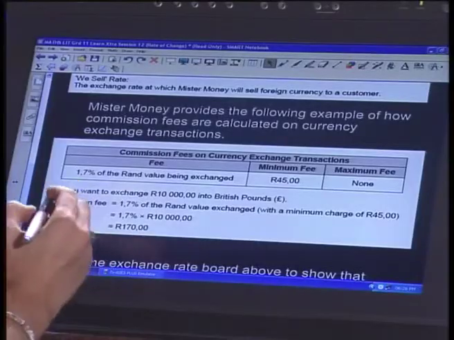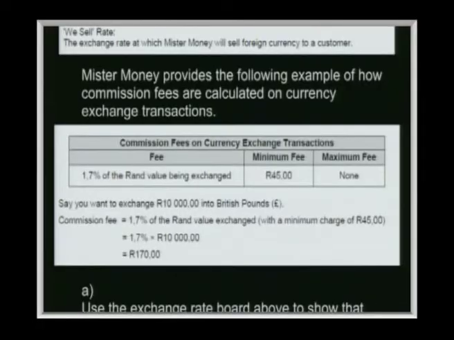The reason it's a little bit different is so that Mr. Money can actually make a little bit of money. But they make a little bit of money in a different way too. Let's have a look at this. Mr. Money provides the following example of how commission fees are calculated on currency exchange transactions. So, as well as buying and selling for a different rate, Mr. Money also charges commission.